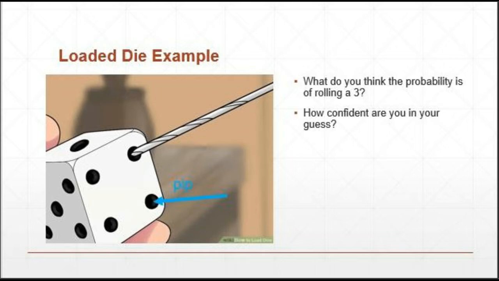Let's say you want to know the probability of rolling a 3. Since you are an expert at rolling dice and you know that I've weighted the four-face, what would you guess the probability to be? How confident are you in your guess? Take 10 seconds to write down your answers.